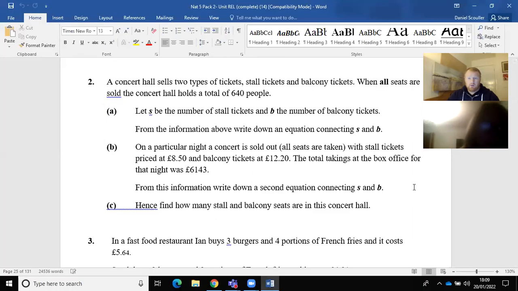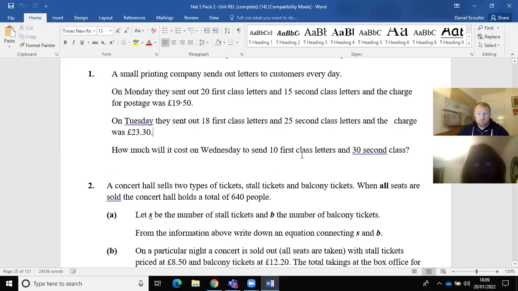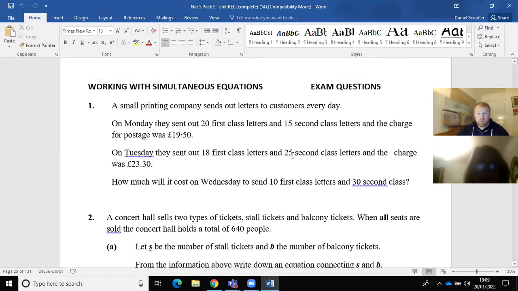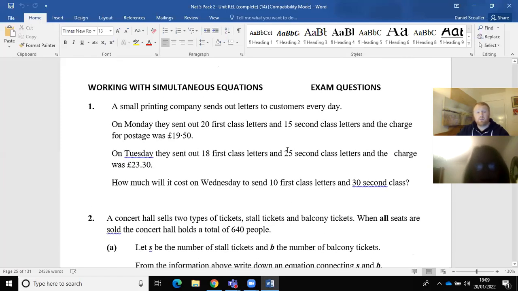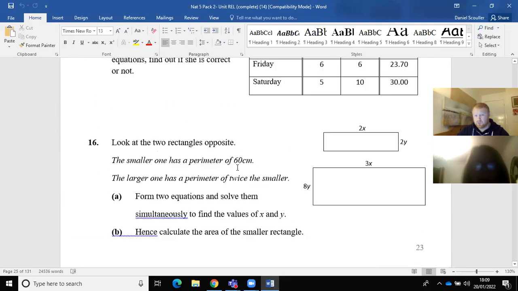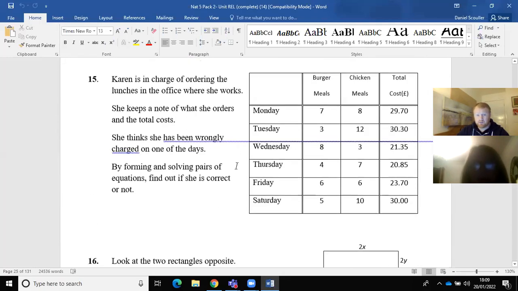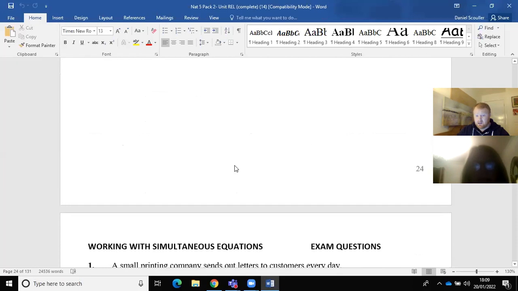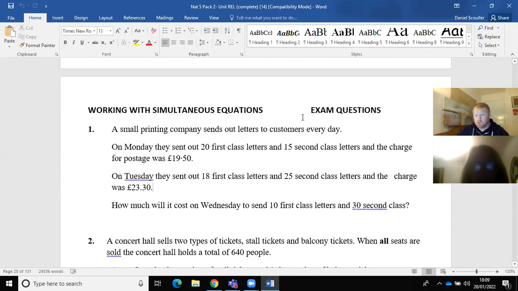Let's have a wee look at, so I'm on the booklet again. Okay, so starting with the booklet. And I said to you, we've got working with simultaneous equations, and there's loads of examples to go through in practice. What I'm going to look at tonight, just for half an hour or so, is working with some simultaneous equations exam questions.